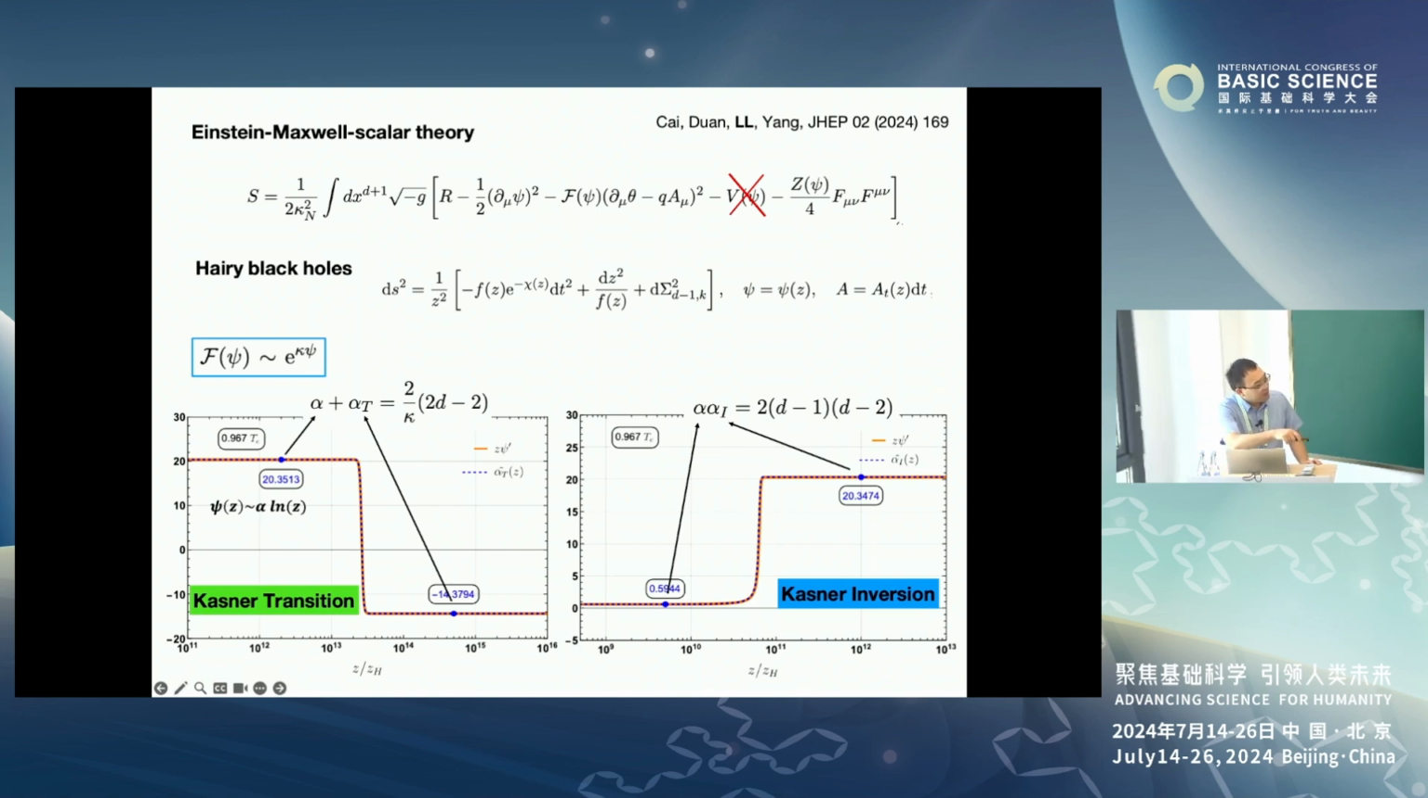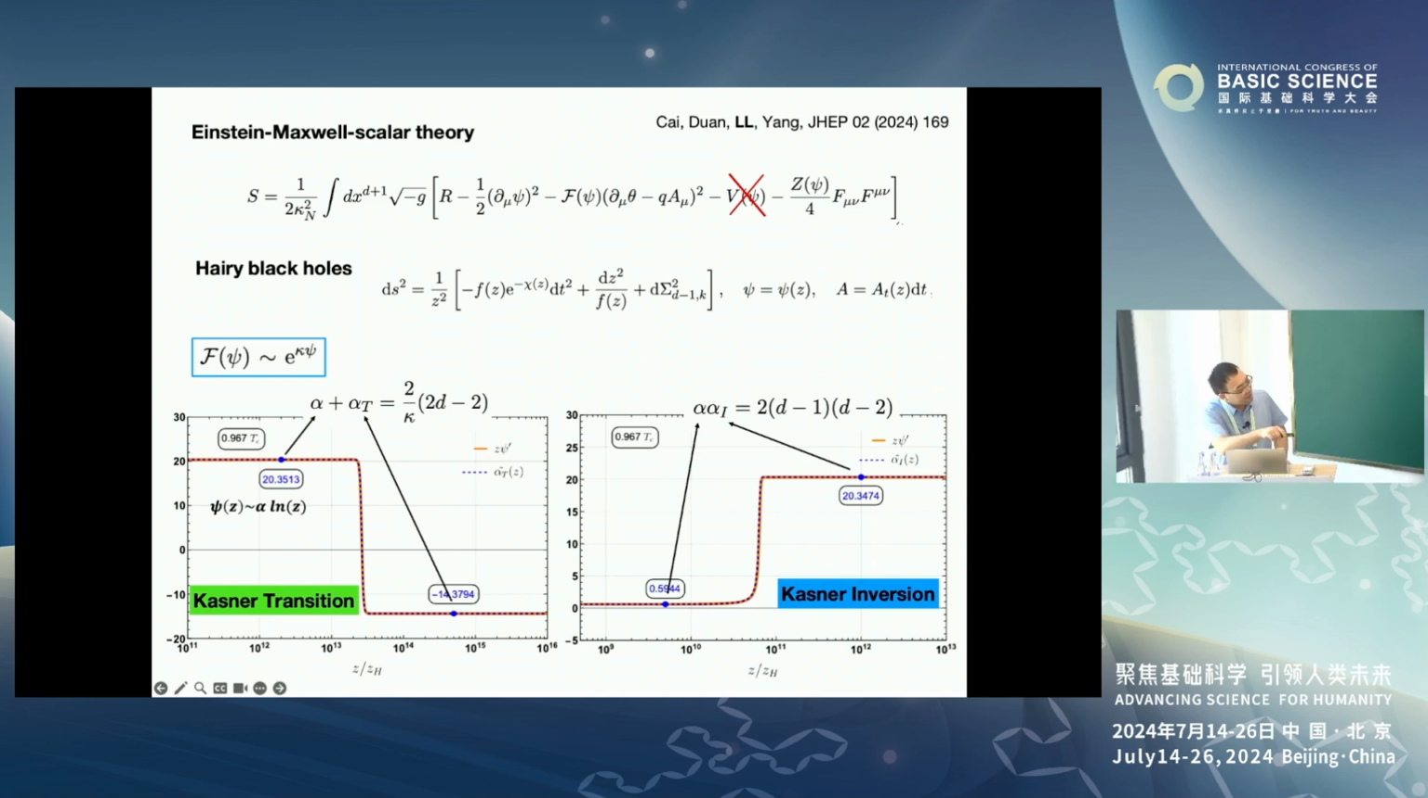So the first one we call the Kasner transition. Here I show the sign of the derivative of Z. That means for the plateau, that means a Kasner universe. So there are two Kasner universes, and there is a transition at this point. And we can read off the exponent because in the Kasner universe, psi has a logarithmic term with the exponent alpha. So we can read alpha from our numerics. In this case, you can show the sum of these two exponents has a fixed, unique value. It depends on the space-time dimension and the coupling kappa.